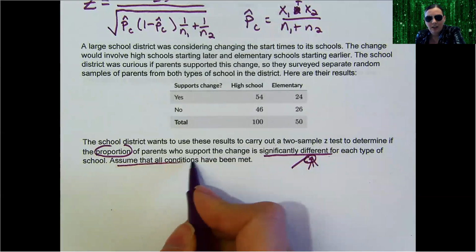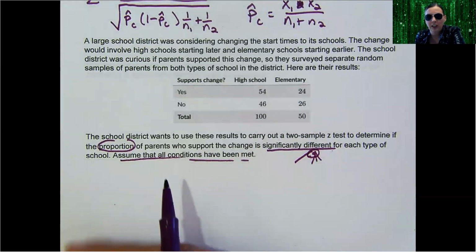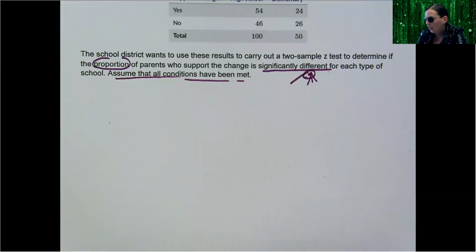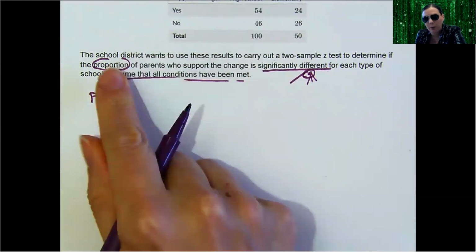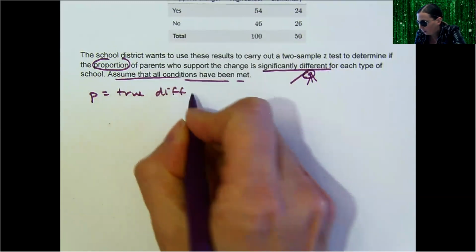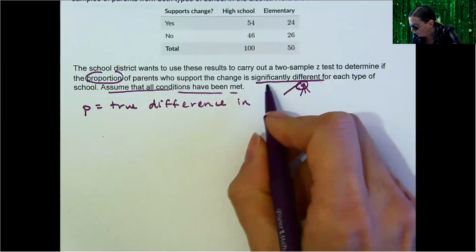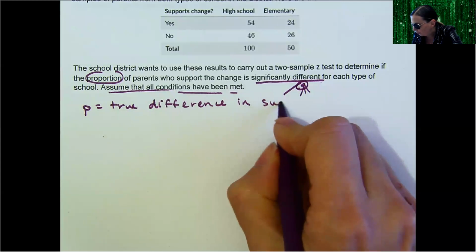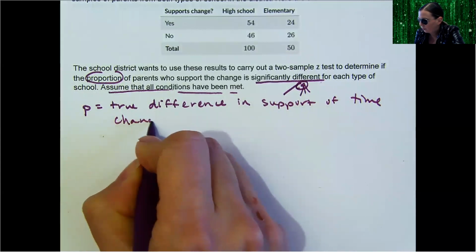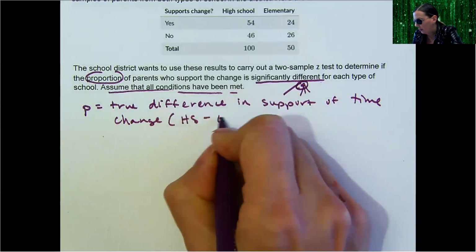Here's something that's nice. Conditions have been met. You do not, I repeat, you do not have to show your 3 conditions being checked. They have already been met, satisfied. All right, so the first thing you want to do is define what we're after. It's proportion. So we are investigating the true difference in support of time change. And I'll put in parentheses, high school minus elementary school.